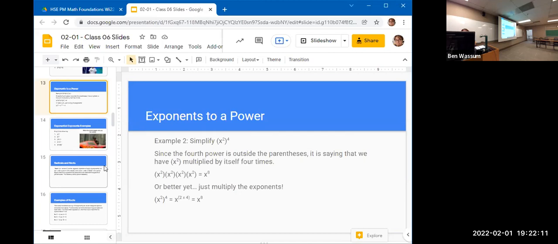So yes, I'm rambling. So we have x squared to the 4th. I'm looking at the bottom row there. That you can just multiply the powers. So you can say it's x to the 2 times 4, which is x to the 8th. So you just multiply the powers. It's great. It's easy. It makes our lives easy.